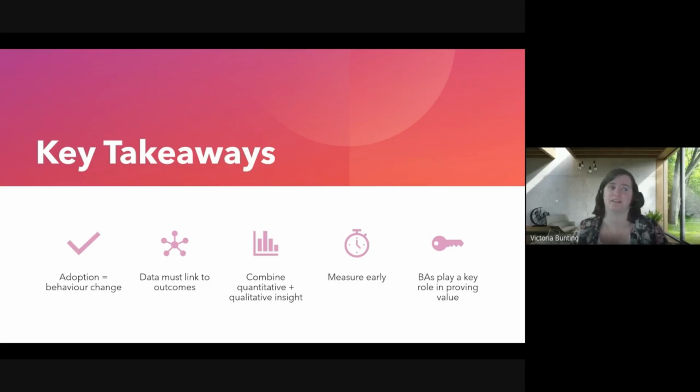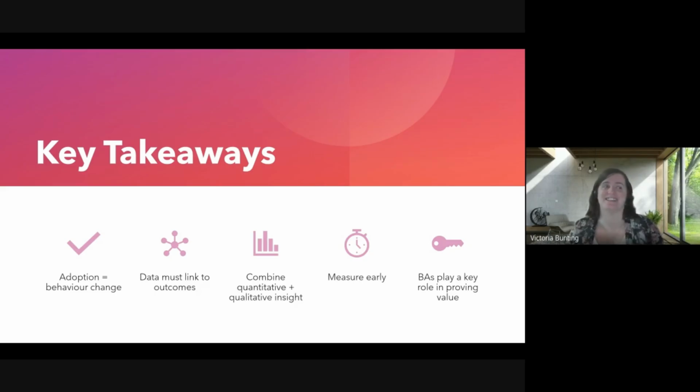The second takeaway is that data only matters when it links to an outcome. So usage data on its own is interesting, but it doesn't give all the value it needs. It only becomes really meaningful when you can connect that to behavioural change and then to something that the business actually cares about, whether that be time savings, quality, client experience, impact for the users, really making sure that that is being driven.